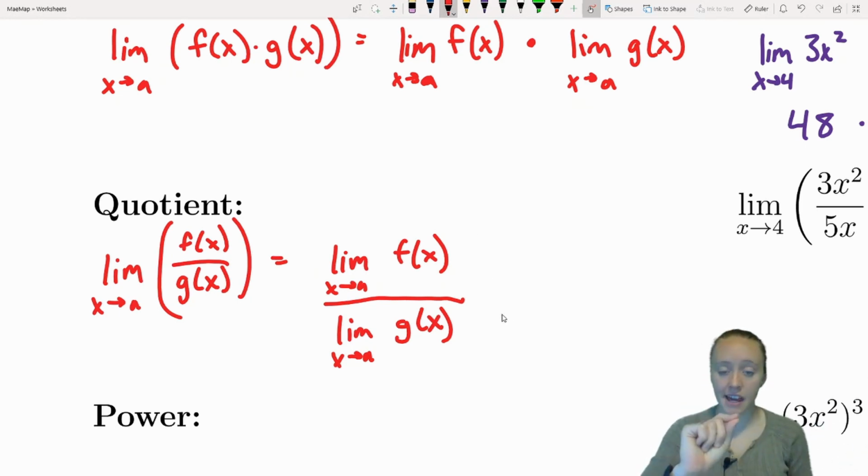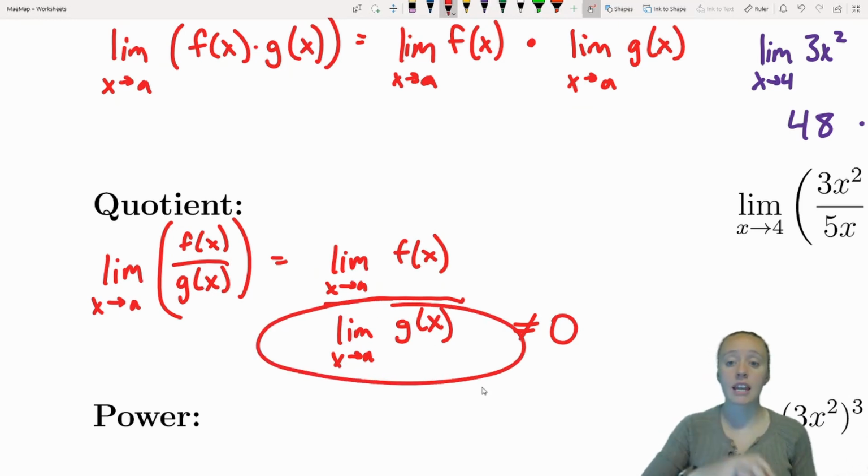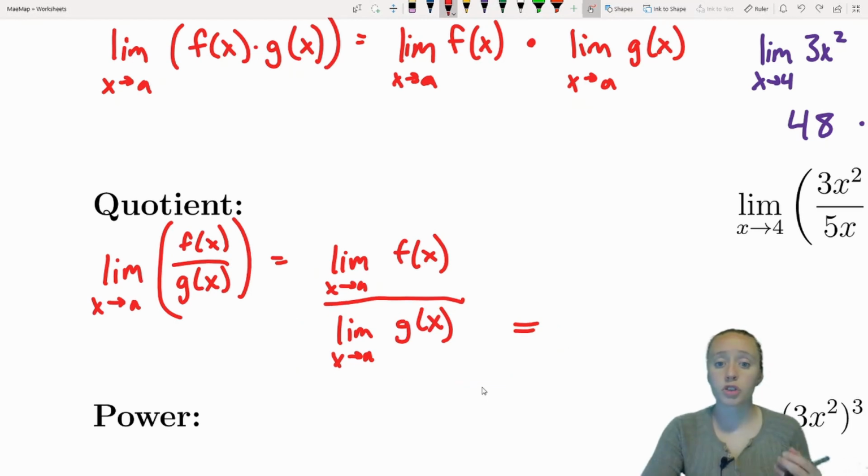But in this case, we need to be sure that the limit of g of x as x approaches a does not equal 0. This denominator cannot equal 0 in order for this limit law to be utilized. So assuming that that denominator does not equal 0, we can go ahead and simplify to solve.